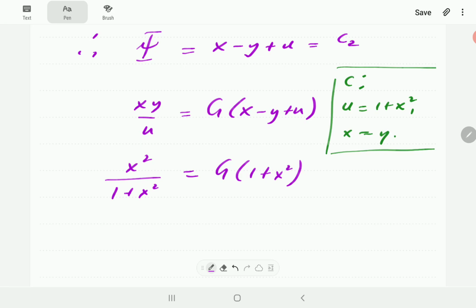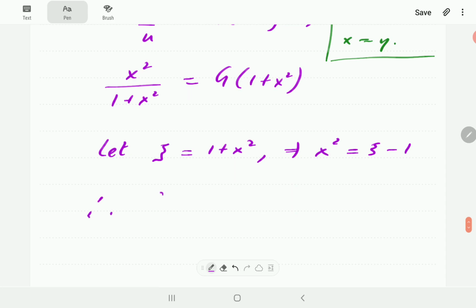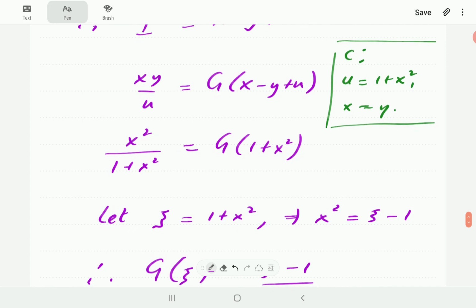Now this is the same combination as that, but we need that one as well. So what we're going to do is we're going to let xi be equal to the argument of g, from which we can see that x squared is just going to be xi minus 1. So we can write this as g of xi is equal to xi minus 1 all over xi, and then that means we are now in a position to write this.